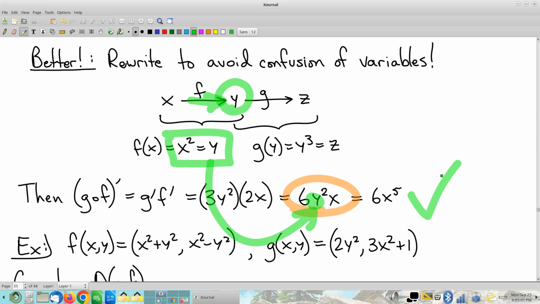No confusion of variables, no having to remember, oh yeah, you've got to plug in f of x instead of x, and all that mystery. That's all just unfortunate consequences of making an unfortunate choice about which functions are written in terms of which variables. Okay, is everybody okay with this? You see how life becomes so much easier when you just avoid confusion of variables in the first place.